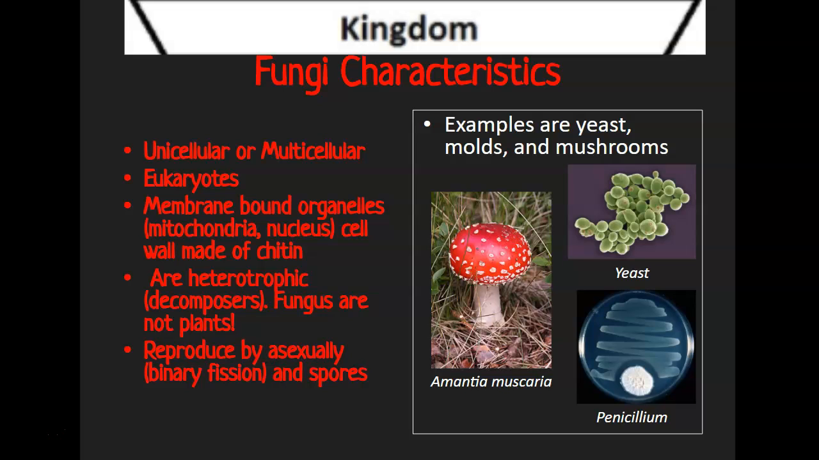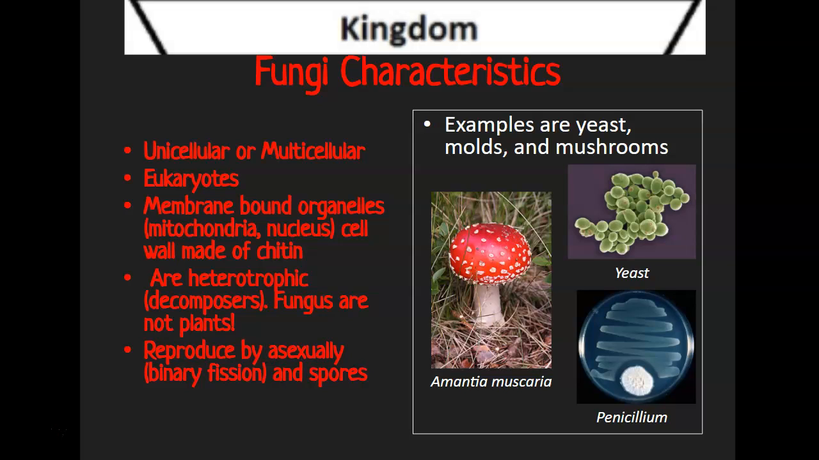All right, next kingdom is fungi. Okay, so they can be unicellular or multicellular. They're eukaryotes. Now, they also have membrane-bound organelles, and the key characteristic here, they have a cell wall made of what we call chitin. I know that looks like chitin, but we pronounce it chitin. And so that's that kind of spongy texture if you've ever had a mushroom before. They are heterotrophic, which means that they are decomposers.